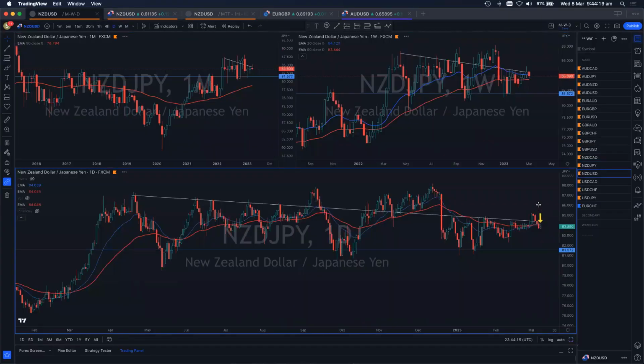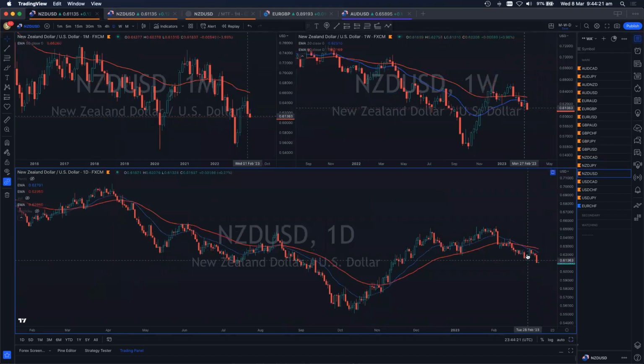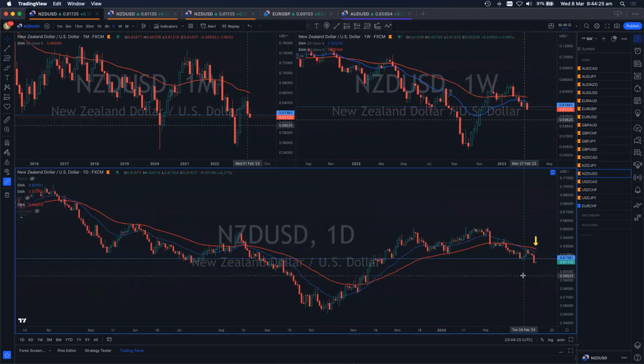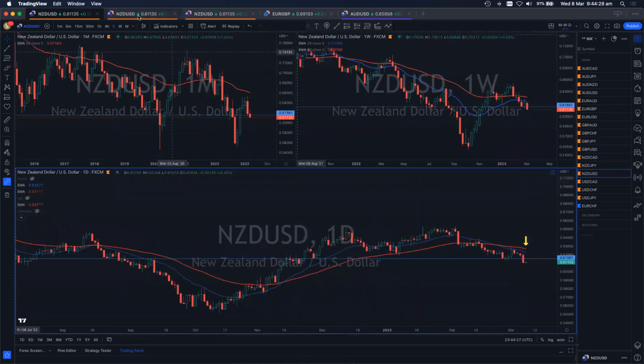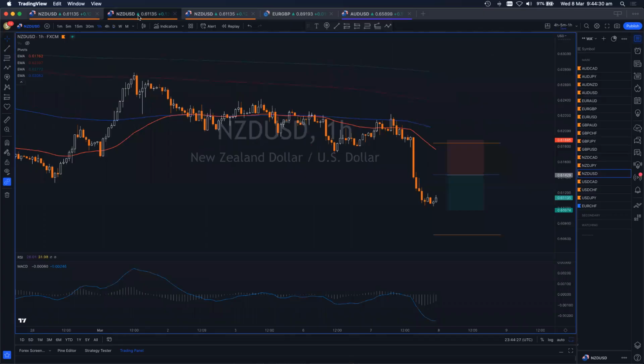Kiwi dollar. Breaking down from daily 50 and then looking pretty good for some more short action. Here you can see the 1 hour 50 and 4 hour 50 strongly rejected, and then a very bearish move down there. So we get a pullback.